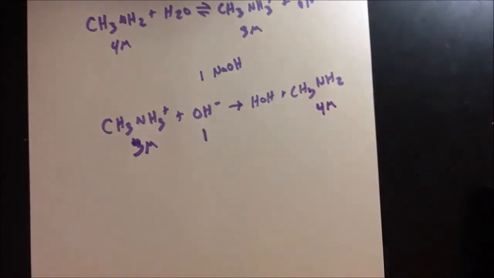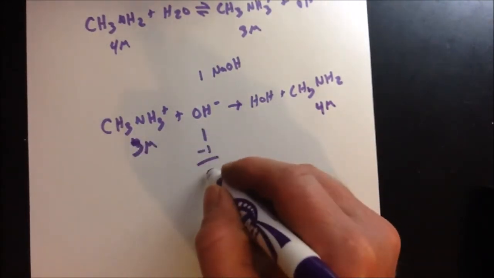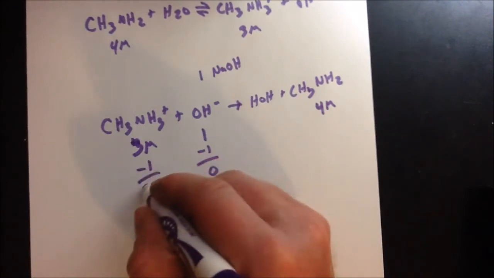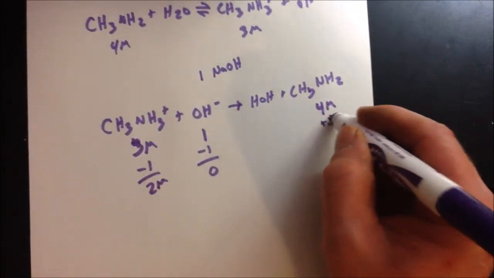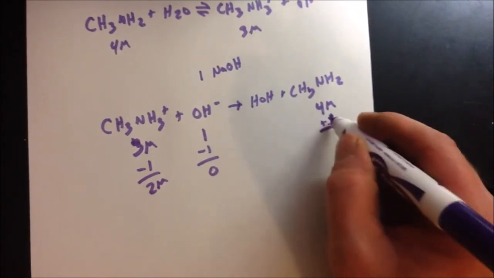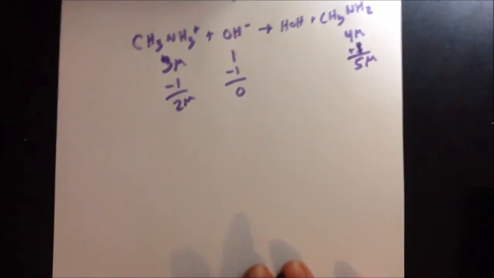So I had, let's rewind, let's try that again, 3 molar here, and I had a 4 molar concentration there, and I added 1 mole per liter, no volume change, of the sodium hydroxide. My limiting reactant, 1-to-1 ratio, is the sodium hydroxide, showing that it's limiting. 2 molar with the CH3NH3+, and then this one's going to go up by 1 to a total of 5 molar.